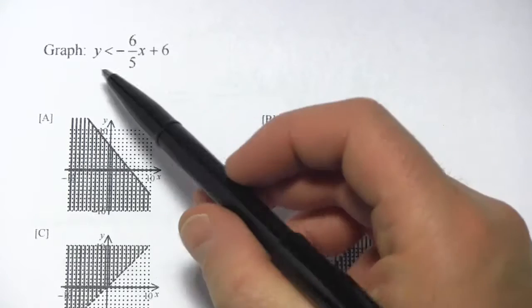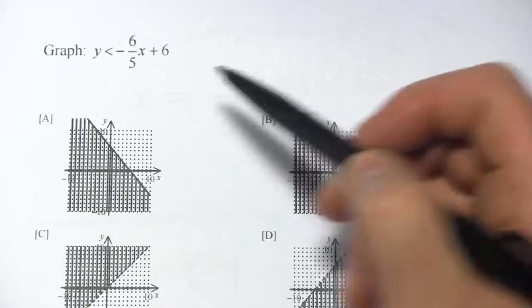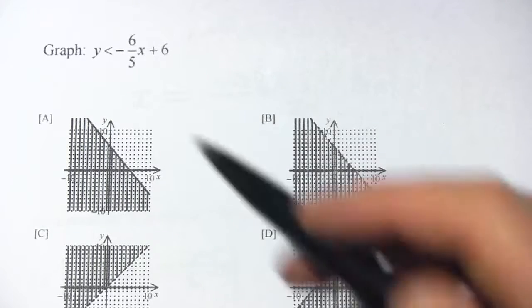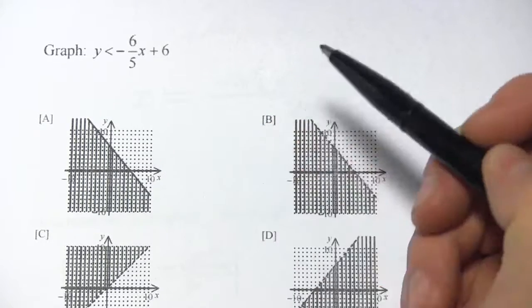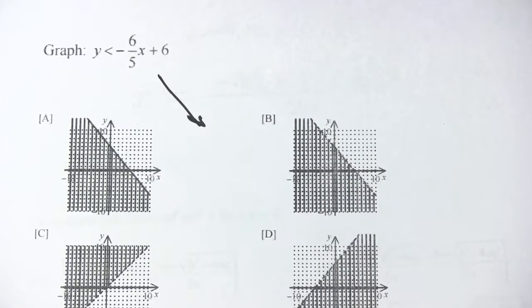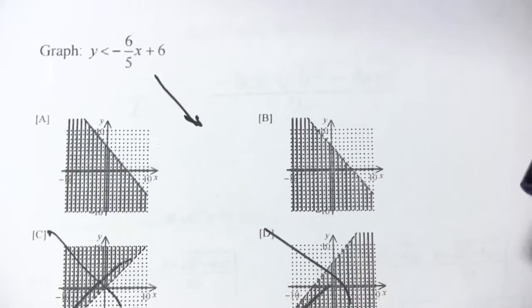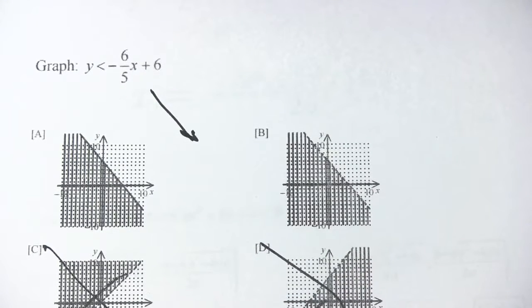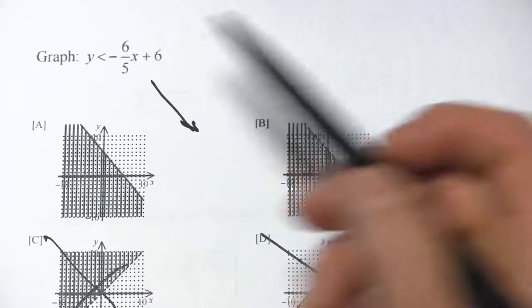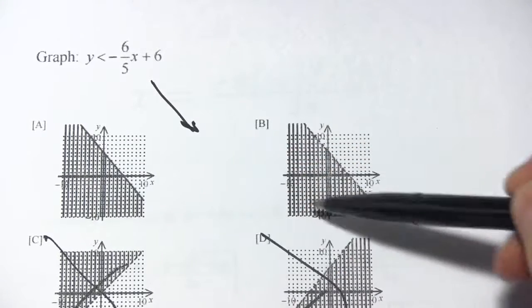All right, so here we have y is less than negative 6/5 x plus 6. So first of all, the slope of this line is negative 6/5, so it's going to be going down. So it looks like C and D are just out. We'll do this by process of elimination. And then it says y is less than, so we're going to shade the area below the line, and that's true for both of them.